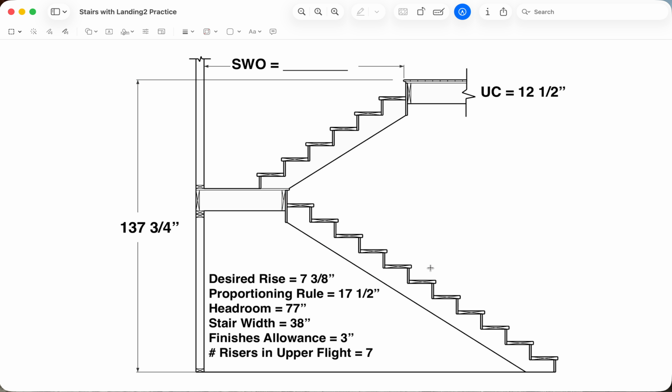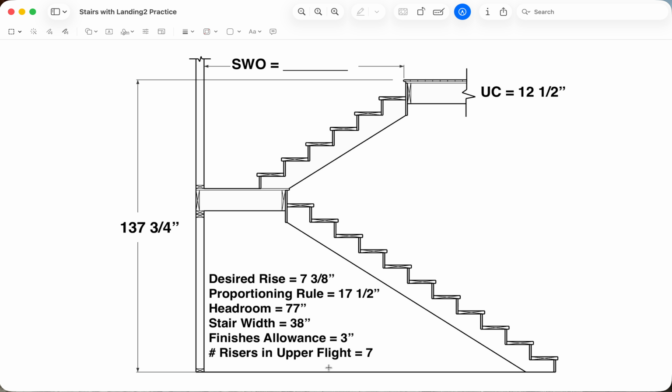So if we look at this problem, we have a total rise from finished floor to finished floor of 137 3/4. Our floor, upper construction here, the thickness of the floor is 12.5. We're aiming for a unit rise of 7 3/8. We're going to use our preferred stair formula, the proportioning rule, 17.5. Code says we need a headroom of 6'5", 77 inches. Our stair width is 38, and we're going to allow, for drywall here, riser board, hanger board, nosing, and so on, 3 inches.